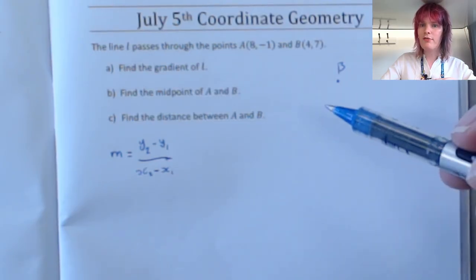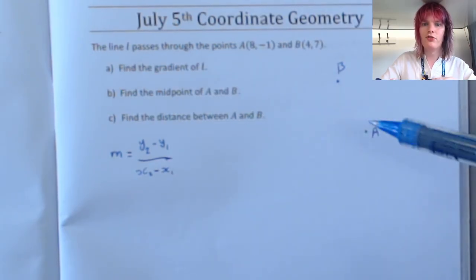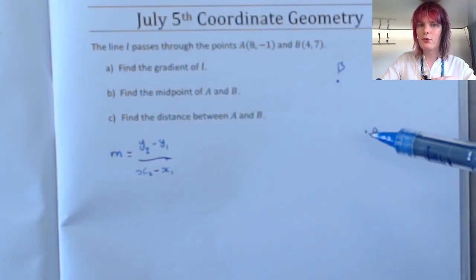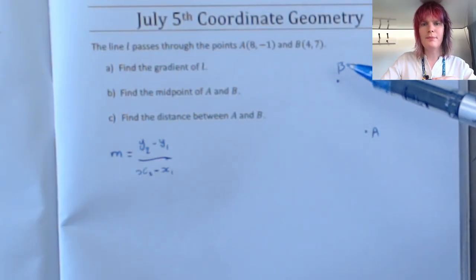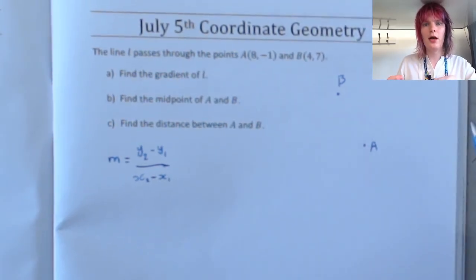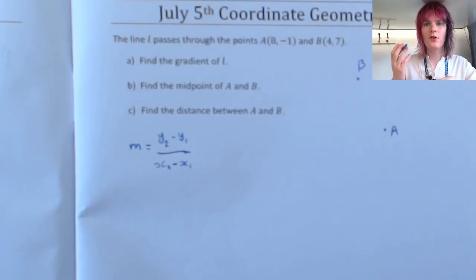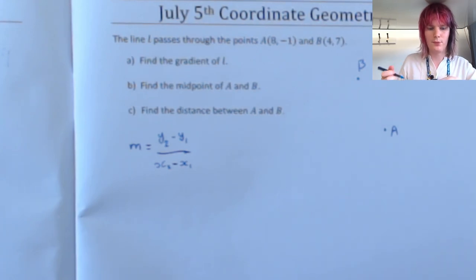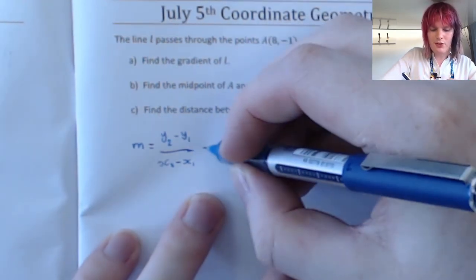Doesn't matter which way round we do this. So we could choose A to be our x2 and y2. We can choose B to be our x2 and y2. It doesn't matter which way we do this, all that matters is we keep it consistent. So we'll substitute these in.